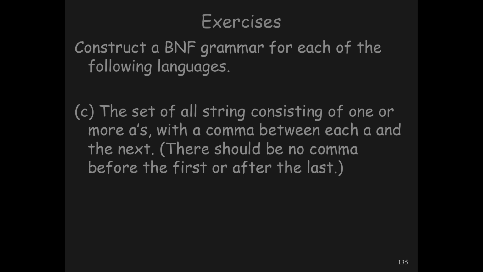Construct a BNF grammar for a set of all strings consisting of one or more A's with a comma between each A and the next, okay? So, A, comma, A, comma, A, and so on, okay? Now, there are two ways to read this. The first one is if you group the A and the comma in this way. So A comma, A comma, A comma, A. And this one's by itself, okay?